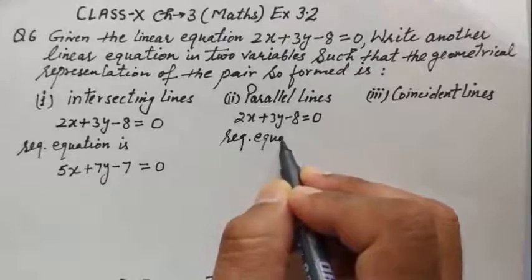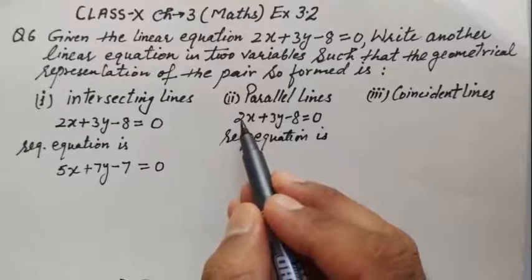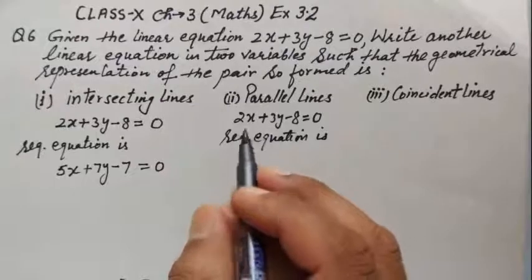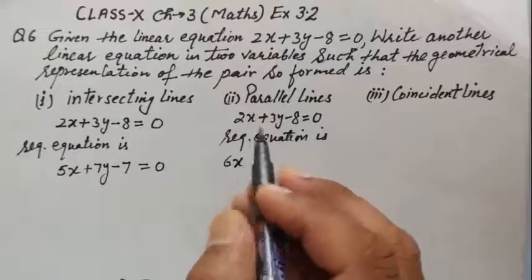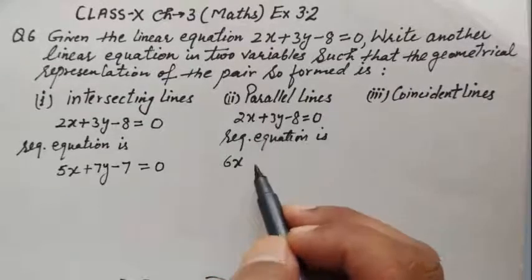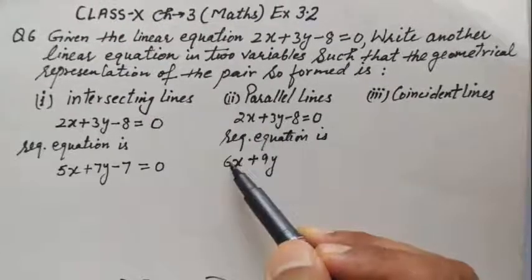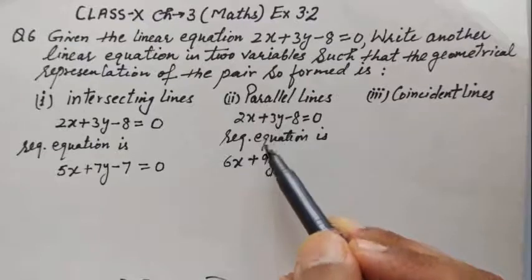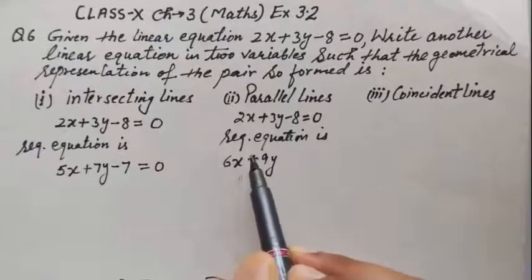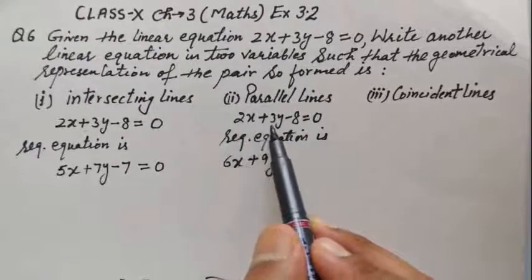See here, for the required equation, suppose I multiply the x coefficient by 3. Randomly I am multiplying by 3, so it becomes 6x. Here also you have to multiply by 3 so that a1/a2 equals b1/b2, so it becomes 9y. You can check: a1/a2 is 1/3 and b1/b2 is 1/3, so these are equal. If I multiply by 3 here, I have to multiply both by 3. You can multiply by 4 also, or any number.